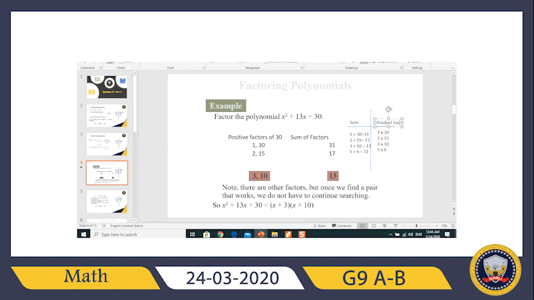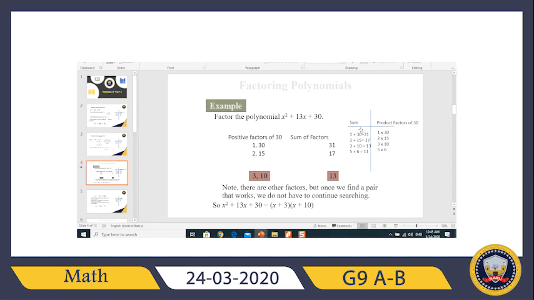What are the factors of 30? Here I write all the factors of 30. 1 times 30, 2 times 15, 3 times 10, 5 times 6. I believe I don't have any other factors. If I multiply two numbers together, the answer will be 30. These are all the factors of 30.